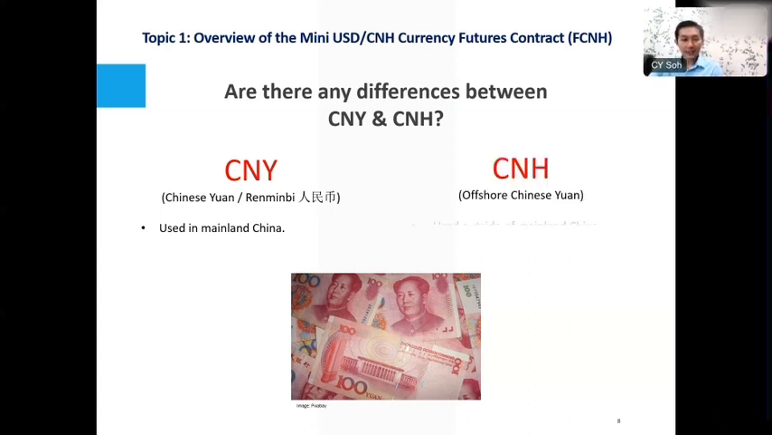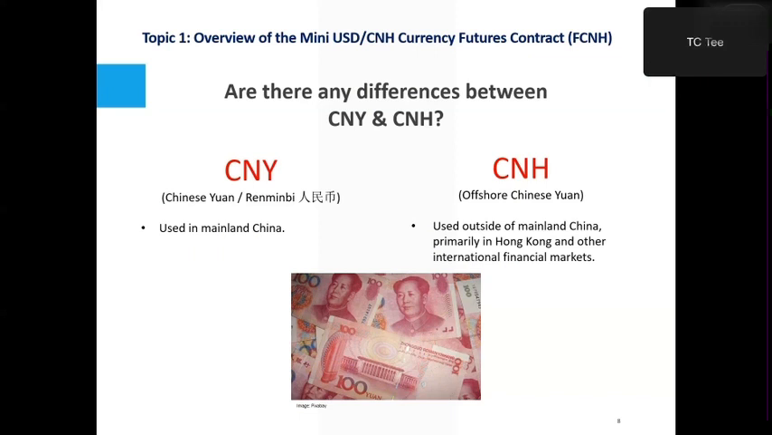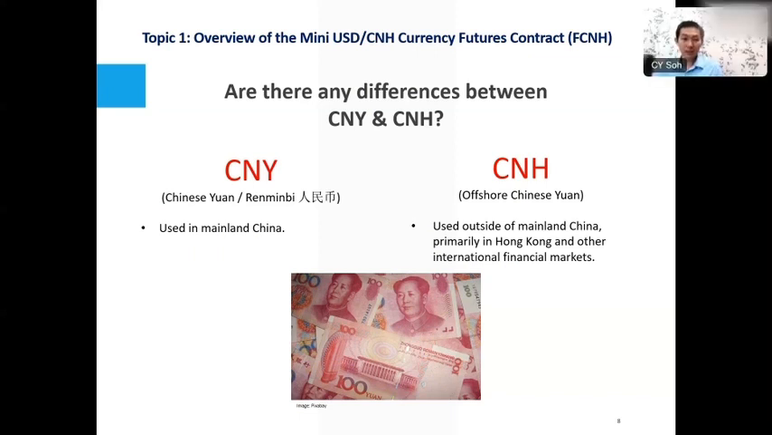Whereas CNH is what we call the Chinese Yuan offshore. So CNH, on the other hand, represents the offshore version of Chinese Yuan. It is also primarily used in Hong Kong or any other international financial markets. So CNH is oftentimes used outside of China, especially for international trade and finance because it is freely convertible, meaning it can be traded and it is also used more easily in international transactions compared to the CNY.